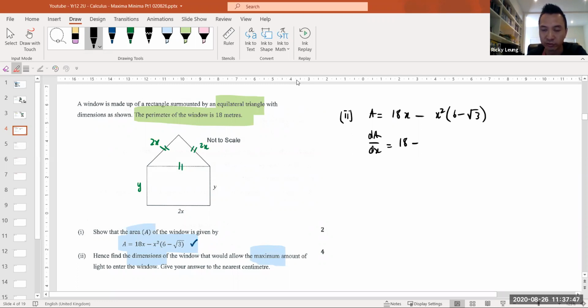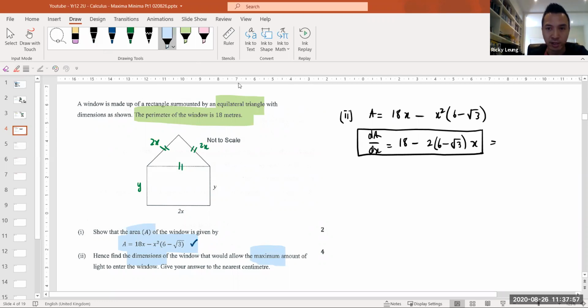Bring down the 2 in front of this bracket. X, that's my derivative. Quite simple, right? I put a box around it because later on when I use it to do max min, it's linear, so I can differentiate. I use the second derivative method, not the table. So then, okay, remember, the framework says differentiate, solve, test for max min, answer the question.